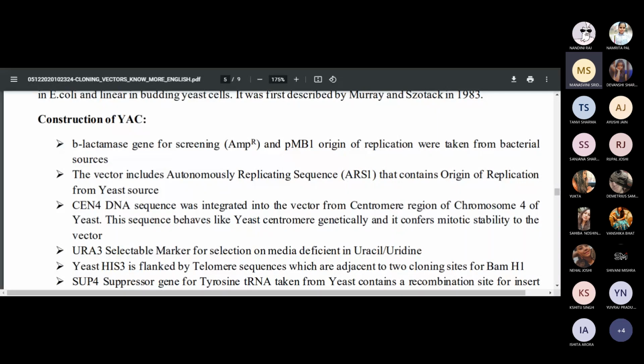The vector includes an autonomously replicating sequence, ARS, that contains an origin of replication from the yeast source. Okay, so the first two lines are telling you what it is going to have. It is going to have both replication machineries, one required for the bacterial system and the second required for the eukaryotic system. The ARS is the autonomously replicating sequence. Simply you can say that it is the origin of replication for eukaryotic cells, which you are going to take from the 2 micron circle. Then please, the second, third point.